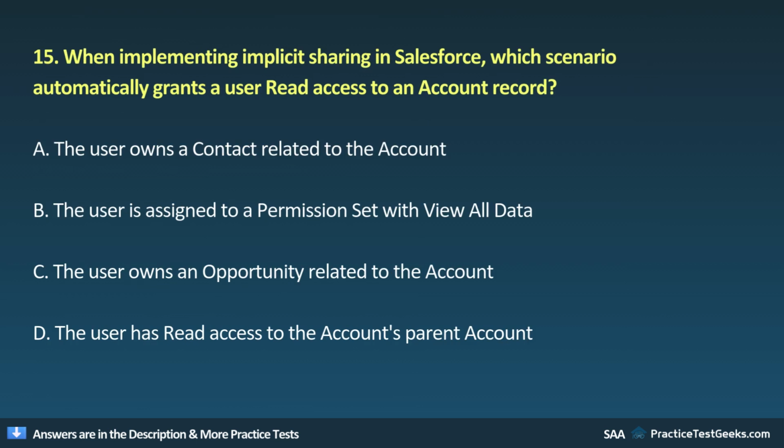15. When implementing implicit sharing in Salesforce, which scenario automatically grants a user read access to an account record? A, the user owns a contact related to the account. B, the user is assigned to a permission set with view all data. C, the user owns an opportunity related to the account. D, the user has read access to the account's parent account.